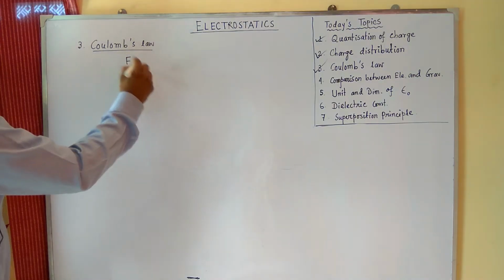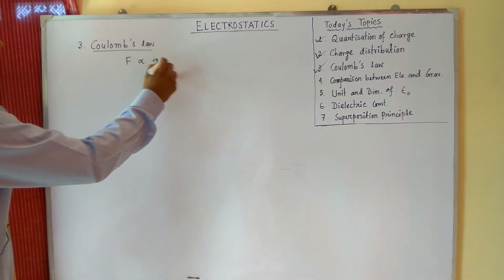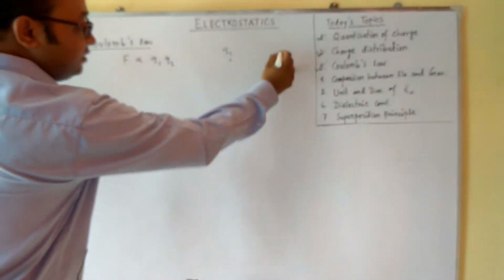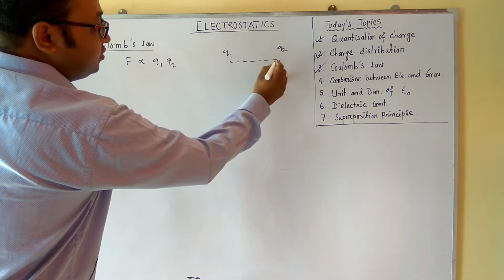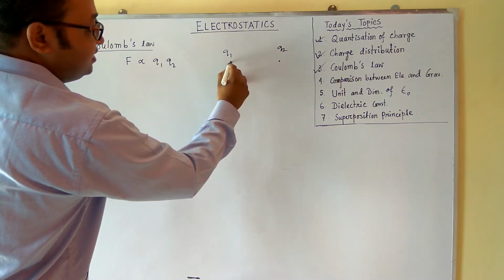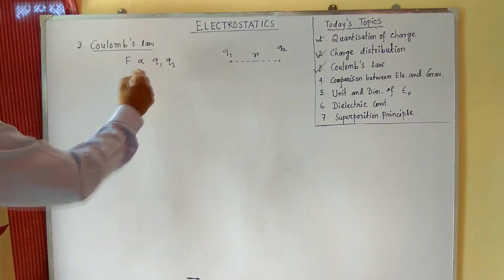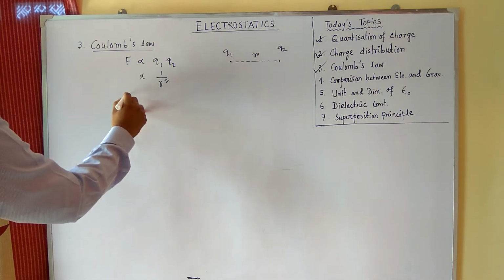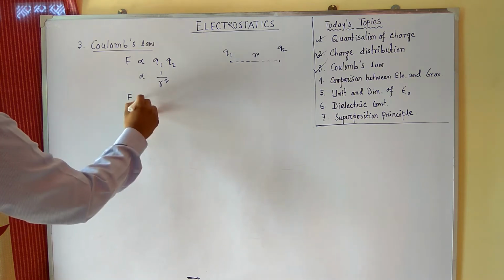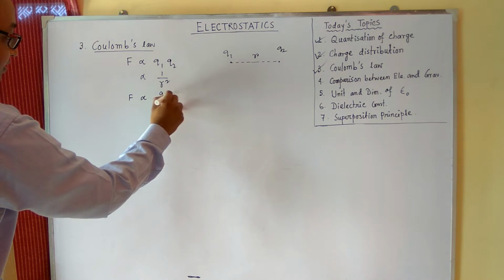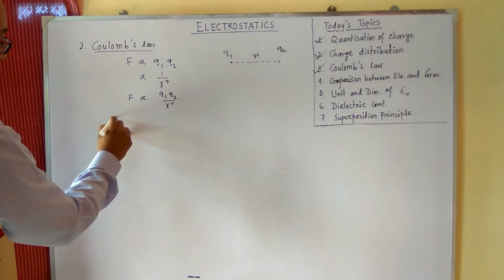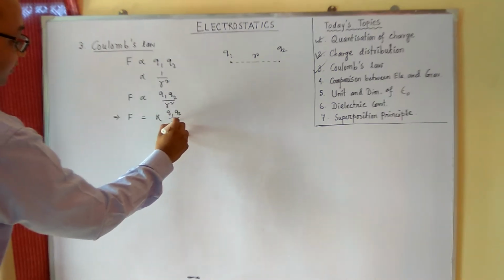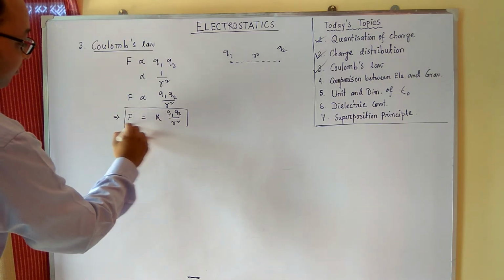The force between two point charges is directly proportional to the product of the charges, where I have considered two charges, q1 and q2, situated at a distance r. The force is also proportional to 1 by r square. Combining these two, the force between the two charges is directly proportional to q1 q2 by r square. Now I can write F equals some constant k into q1 q2 by r square. This is the mathematical form of Coulomb's law.